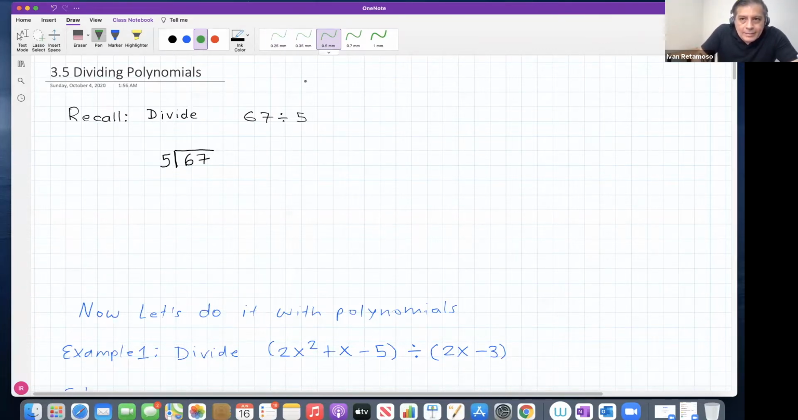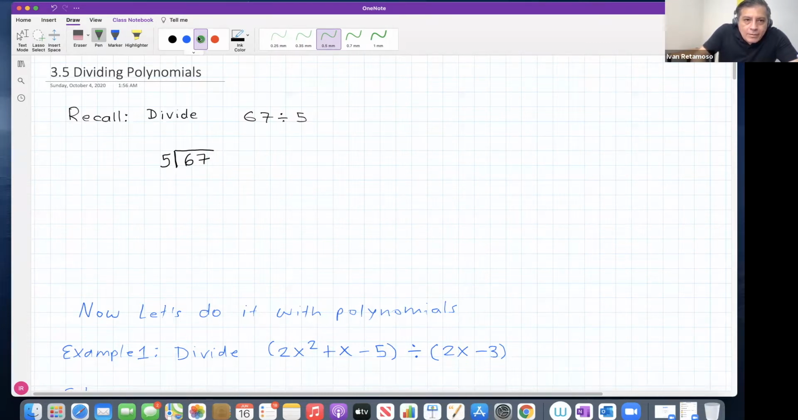Okay, let's start. Let's start by recalling how we divide whole numbers. Then we will extend it to division of polynomials. We will mimic what we do here. I will explain to you.